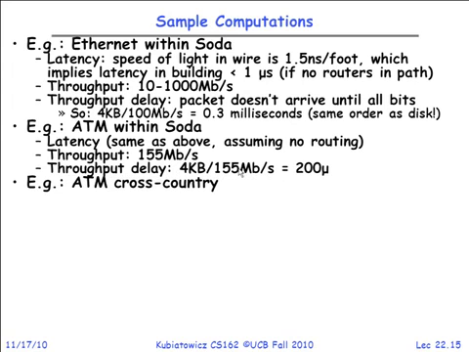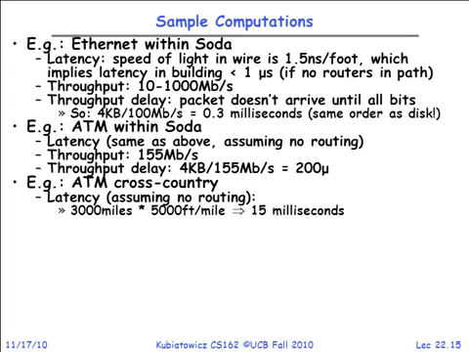How about cross-country? Okay, this is when things get interesting. So the latency, assuming no routing, is about 3,000 miles times about 5,000 feet per mile, right? That's rounding it off. About 15 milliseconds. Okay, and I'm basically computing a nanosecond per foot there.